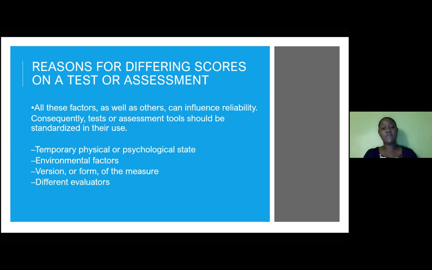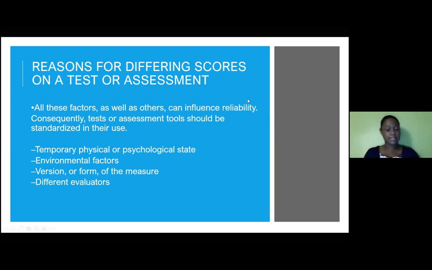So thirdly, version or form of the measure. So for a lot of these measures, they normally have more than one form. So for example, let's say you have a recruiter and they're administering a math test or intelligence test. Because there are different forms of that same test, you may find where in one test, the questions may be a bit more challenging in comparison to the other, which will affect the ratings for the candidates.